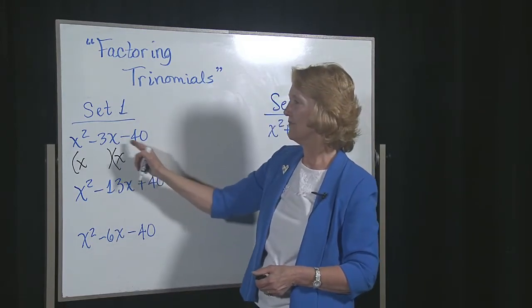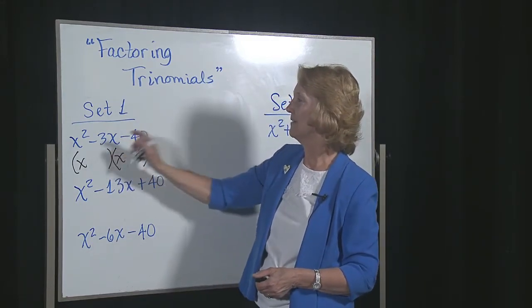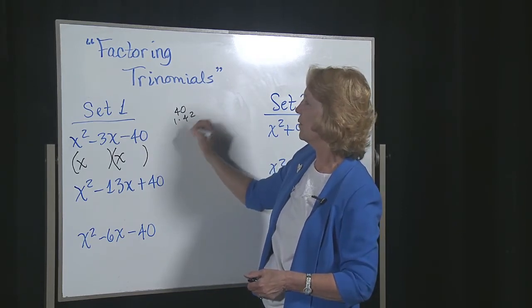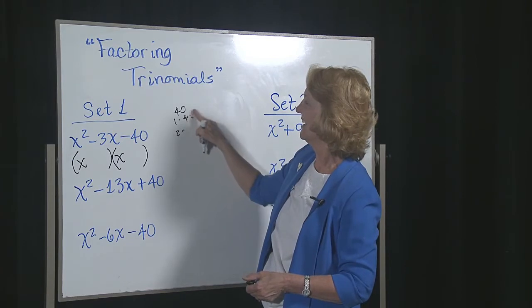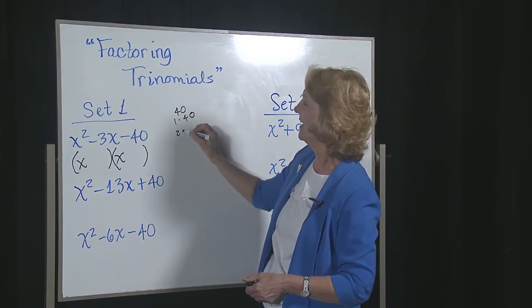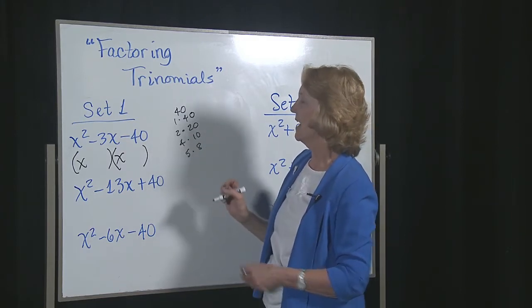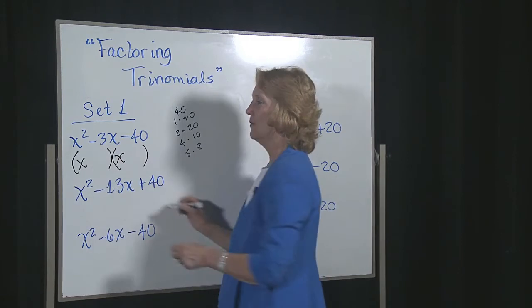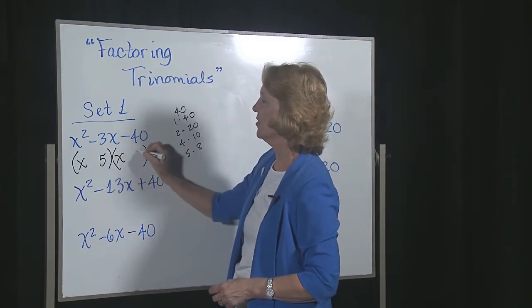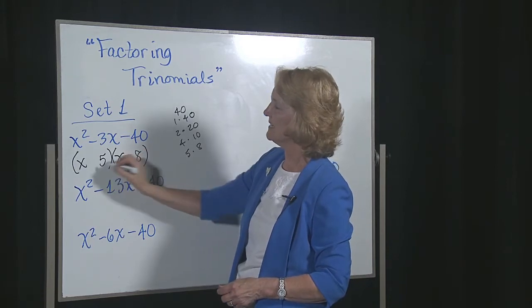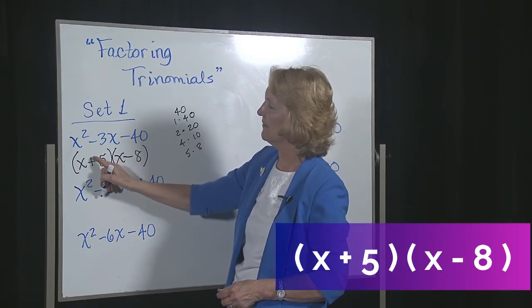Now we need factors of 40 that somehow give us 3. 40 could be 1 times 40 or 2 times 20 or 4 times 10 or 5 times 8. 5 and 8 will give us 3 as long as it needs to give us -3, so it has to have a -8 and a +5.